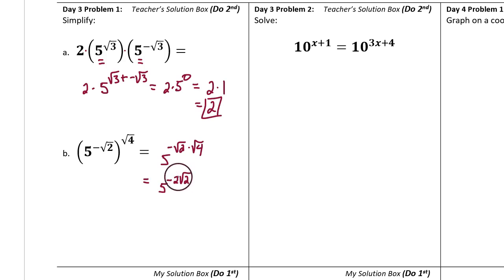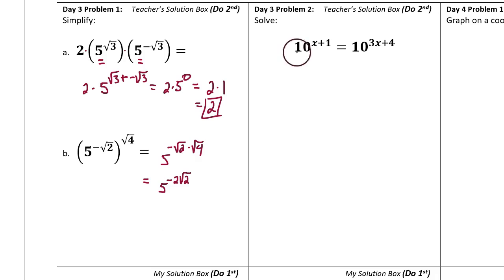Where did that 2 square root of 2 come from? Look in the exponent. We have the square root of 2 and we're timesing by the square root of 4. But the square root of 4 is really just 2. And so the square root of 2 times 2 is shown here.